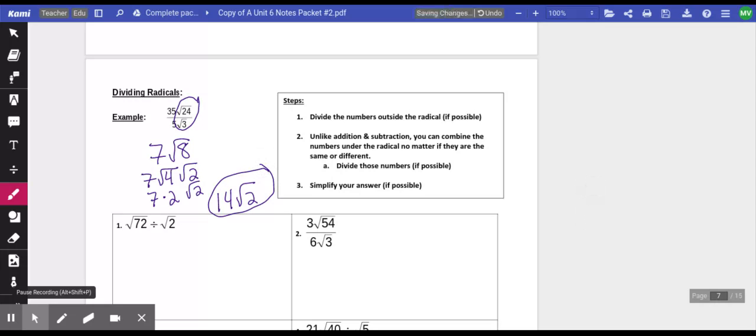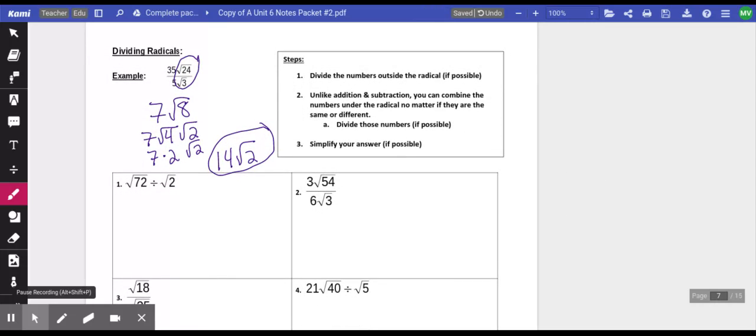So let's take a look at these. Number 1, radical 72 divided by radical 2, I can divide those. 72 divided by 2 is 36. It's square root of 36 because they're underneath until I take the square root. Square root of 36 is 6. Number 2, 3 over 6, I can reduce that fraction to be 1/2. Then I can divide 54 by 3. Oh, wait. Yes, I can. It's 18. So that's radical 18.